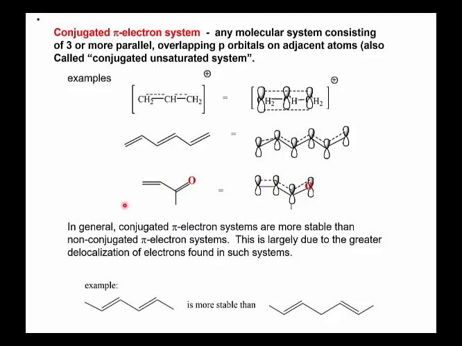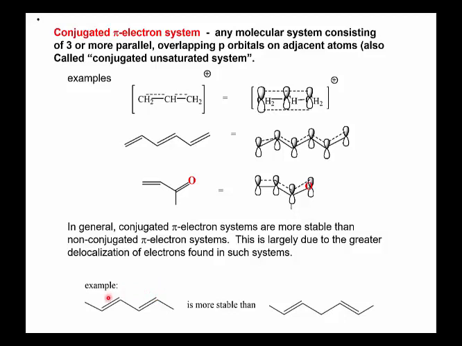Now, in general, a conjugated pi electron system is more stable than a non-conjugated pi electron system. And this is largely due to the greater delocalization of electrons that you find in such a system. Here is an example. Here is a conjugated diene, two double bonds separated by a single bond. In its most stable arrangement, that's a planar molecule. If you count p orbitals, that's 1, 2, 3, 4, that are consecutive, parallel, and overlapping.